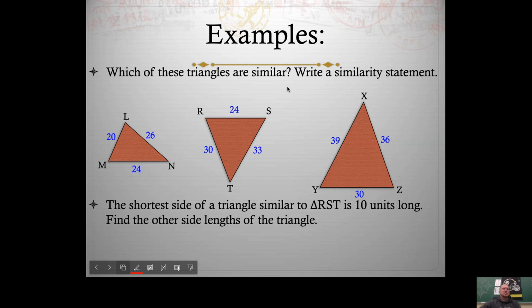Which of these triangles are similar? Write a similarity statement. So let's compare these two triangles. Just like we did on one of the previous slides, I'm going to put these sides in order: 20, 24, 26. If these two triangles are going to be similar, their sides are going to correspond in that ascending order as well. So we'll call it 24, 30, 33.